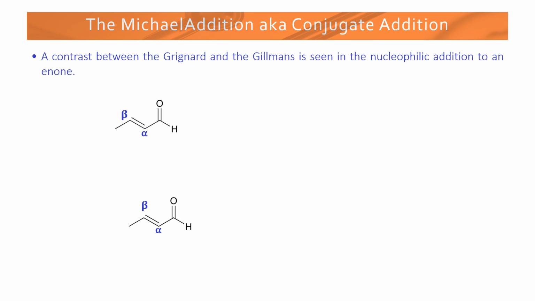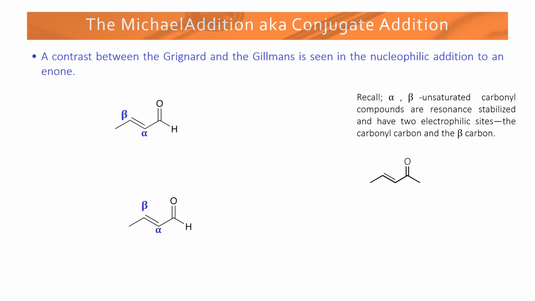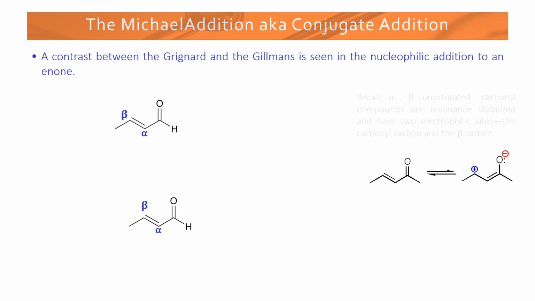Herein we'll look at the Michael addition, i.e. the conjugate addition. Now, we'll see a contrast between the Grignard and the Gilmans with a nucleophilic addition to an enone. Remind yourself that the enone itself has two resonance structures associated with it. In this one, you can see that there is a positive charge on the beta carbon. In the second one, there is the one that we're quite used to, where there is a positive charge on the carbon of the carbonyl. It is telling you that there are two electrophilic centers on the enone.